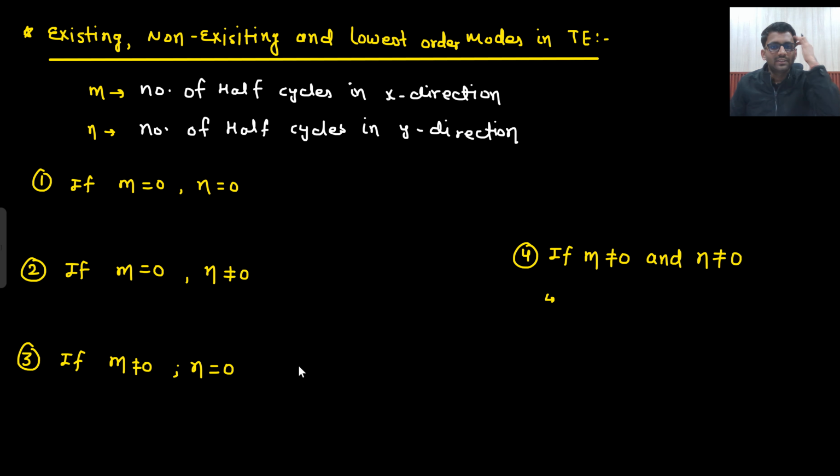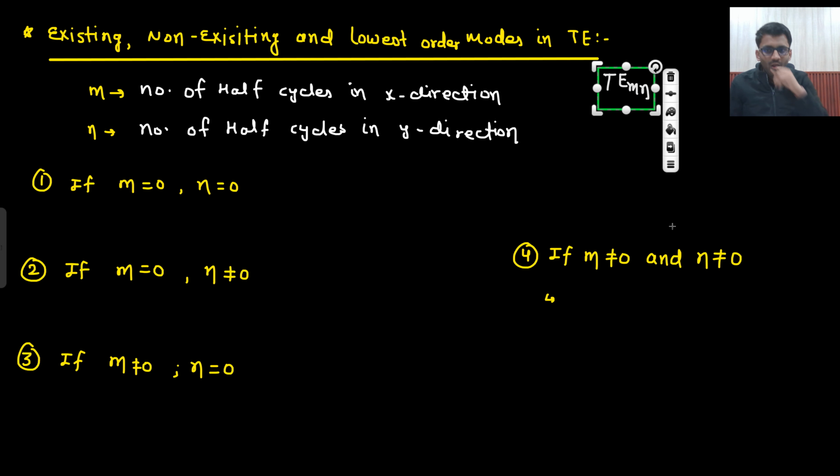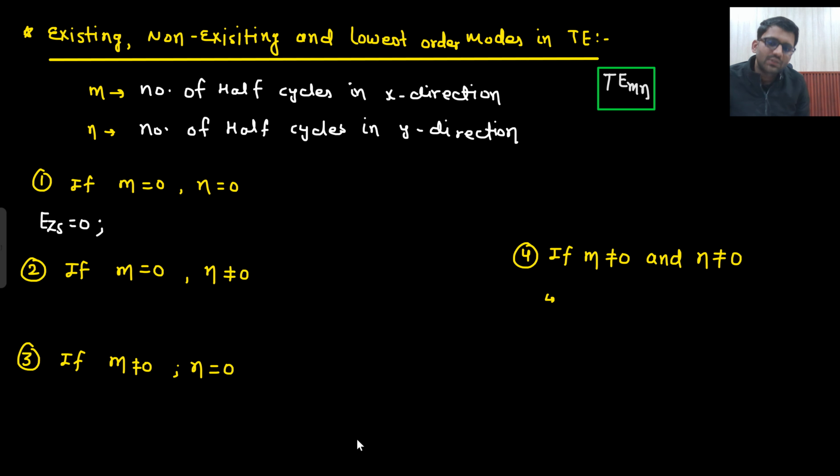Okay, let's see the existing, non-existing and lowest order mode in TE mode. So what will be the subscript? Again, subscript will be mn. So I need to see which values of m and n I can put. What is m? Number of half cycles in x direction, and what is n? Number of half cycles in y direction. Same thing is there. Here, since this is transverse electric, that means Ezs is already 0. But let's talk about other things.